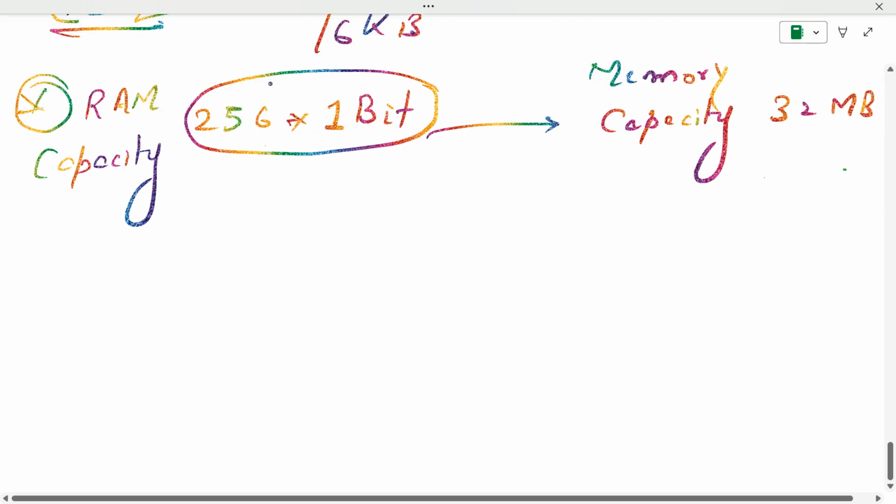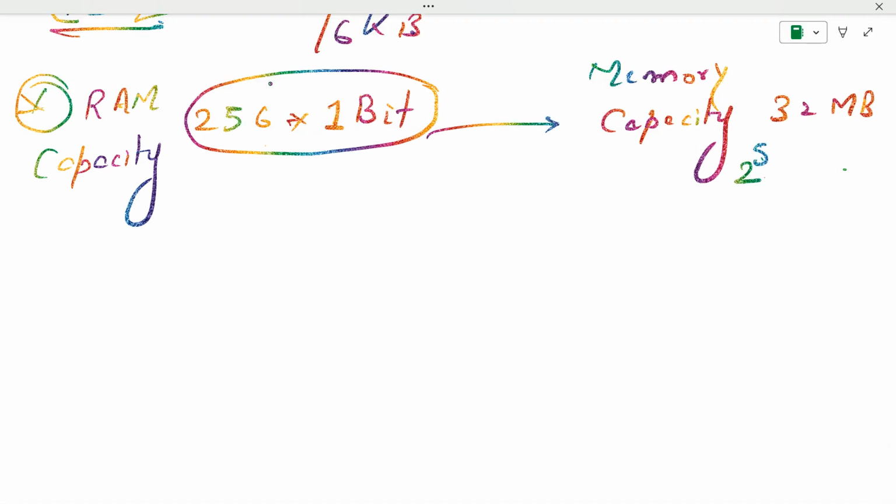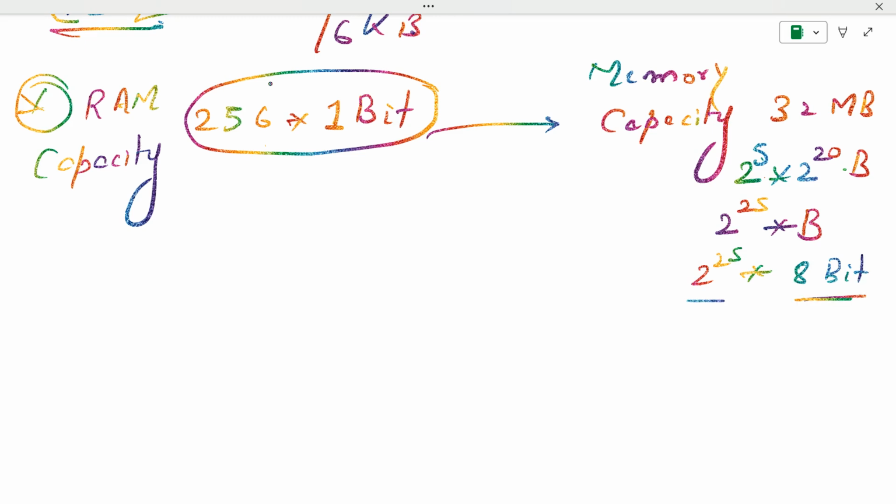So it will be 2 raised to the power 5 into 2 raised to the power 20 byte. That is 2 raised to the power 25 byte. Okay. And it will be 2 raised to the power 25 into 8 bit. Now see why we are dividing like this: because the RAM capacity comes in terms of bit. So the RAM would be constituted like this.